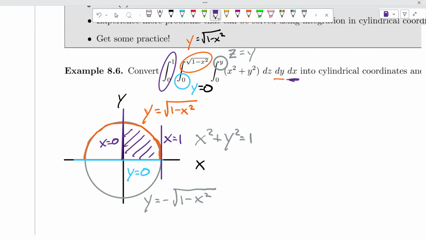So far, all we've really done is just graph the equations we were given from our rectangular coordinate system. And now we want to convert that into cylindrical coordinates. So if I'm thinking about the first quadrant on the unit circle, that's going to be between angles of 0 and pi over 2.